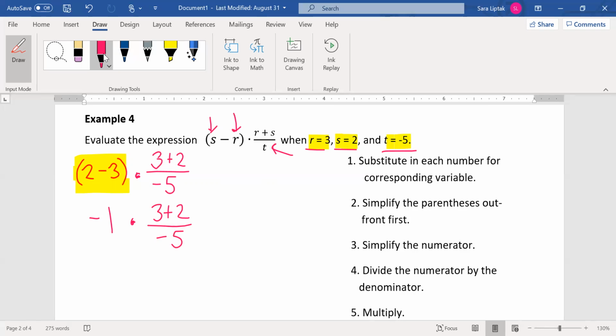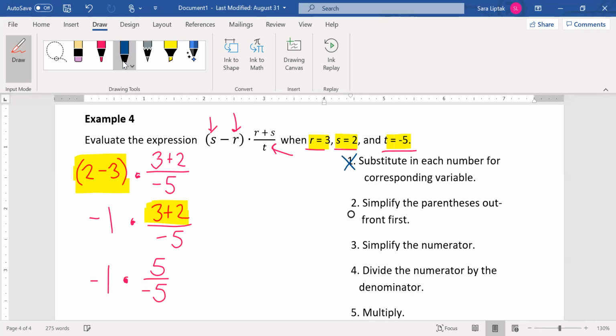So now I would like to keep going. We have step 3, simplify the numerator. I am going to highlight that, not draw over it. 3 plus 2 is 5, so we bring everything else down, that negative 1 multiplied by our 5, and we're still dividing that by a negative 5.